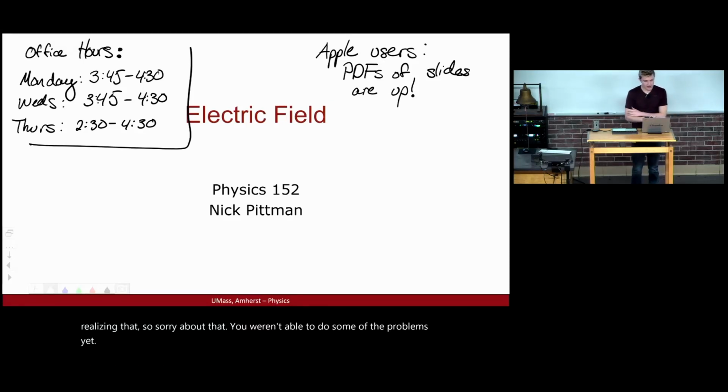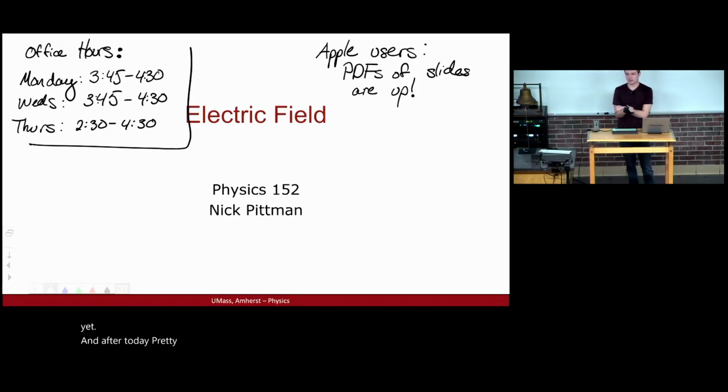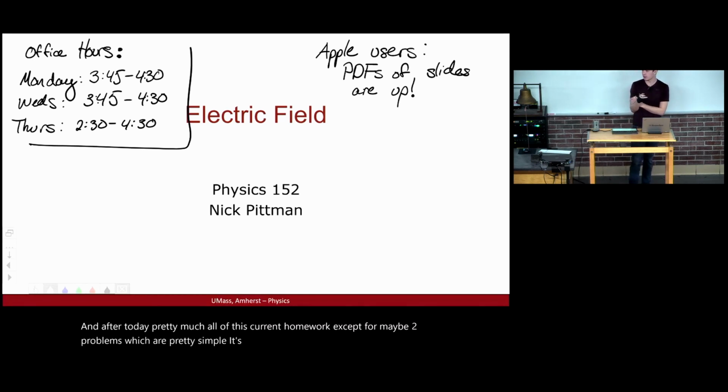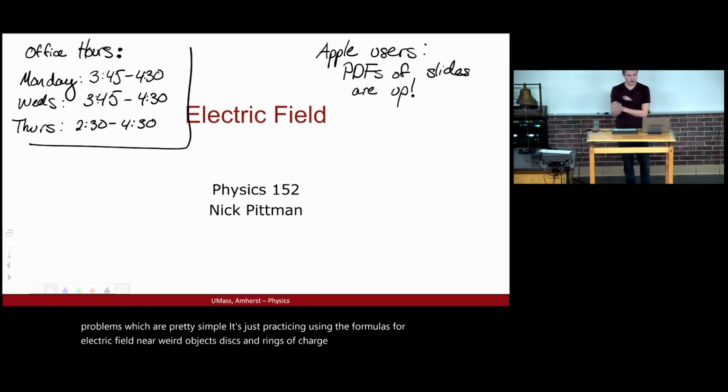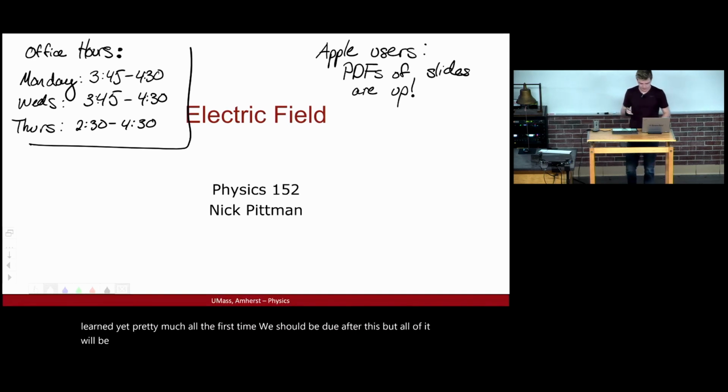And after today, pretty much all of this current homework will be doable, except for maybe 2 problems, which are pretty simple. It's just practicing using the formulas for electric field near weird objects like disks and rings of charge, which we haven't learned yet. Pretty much all the first homework should be doable after this, but all of it will be doable after Monday.